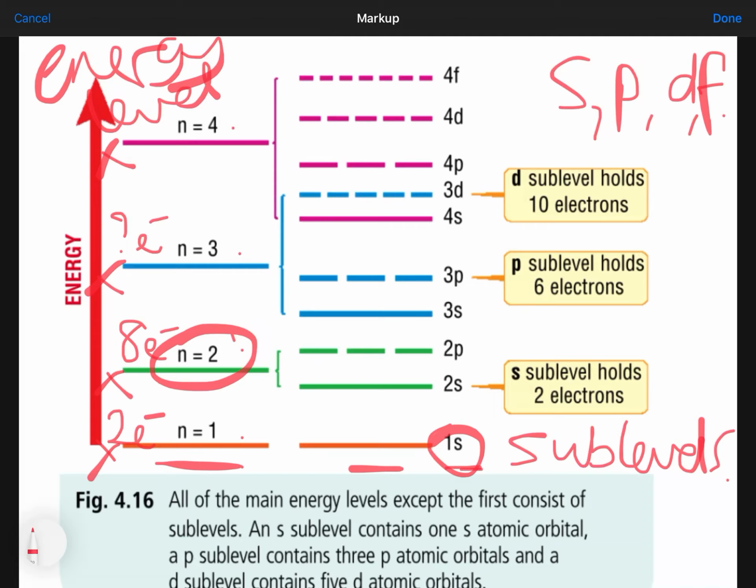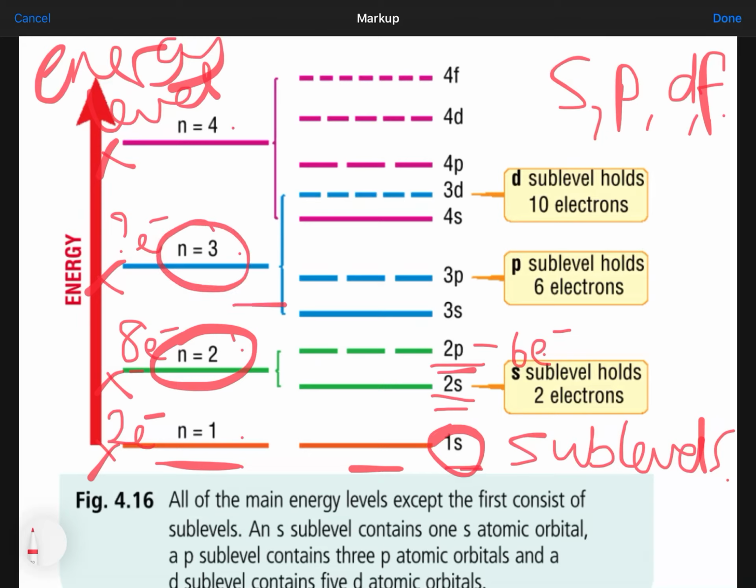The second main energy level is subdivided into 2 sub-levels, 2s and 2p, okay? Now, 2s can hold 2 electrons, and the 2p can hold 6, so 2 and 6 is 8. That's where you get the 8 electrons in the second main energy level. 2 into 2s, and you can put 6 electrons into the 2p sub-level.